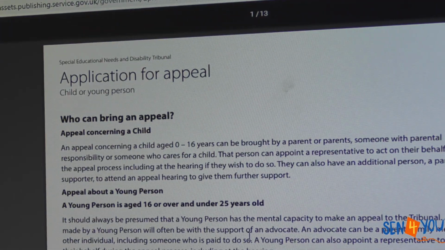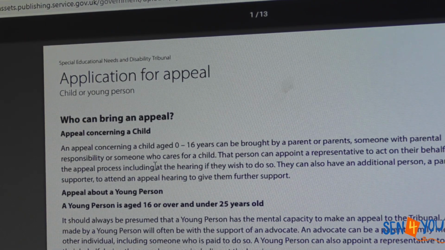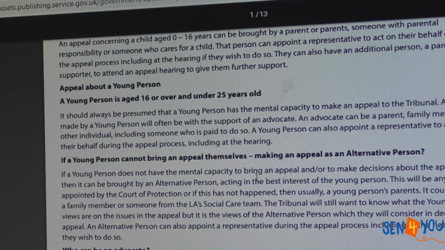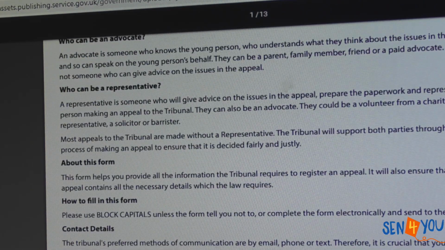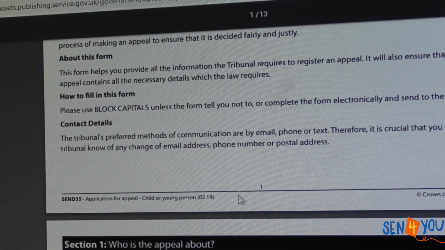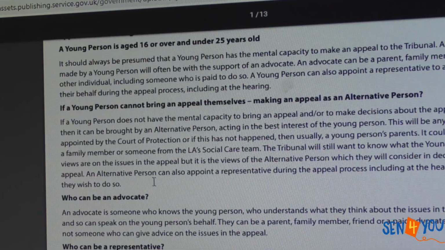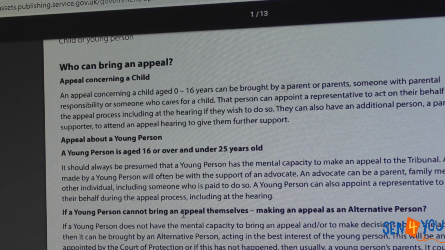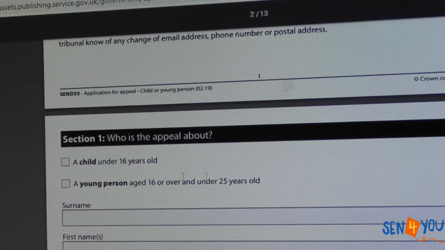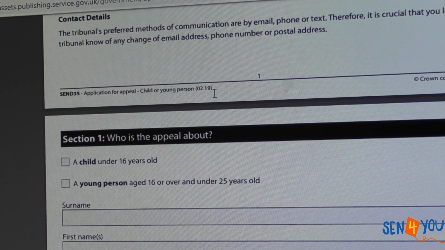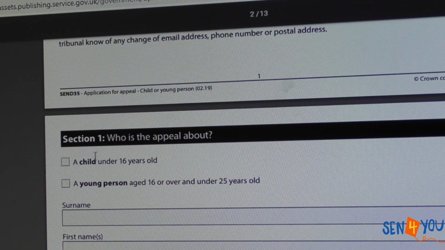So this form sets out essentially details about the appeal that you're going to be lodging, and the tribunal provides some guidance as to what they're looking for. So let's actually have a go now at completing this form. So here we go. In the first instance, who is the child about? So it's going to be either a child or a young person. So let's in this instance say that it's the child.